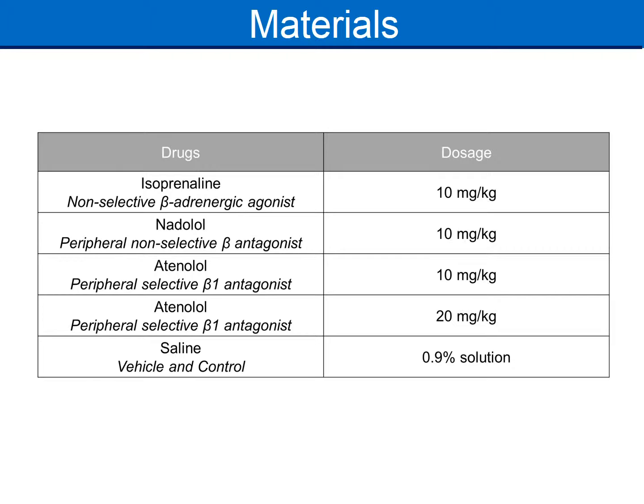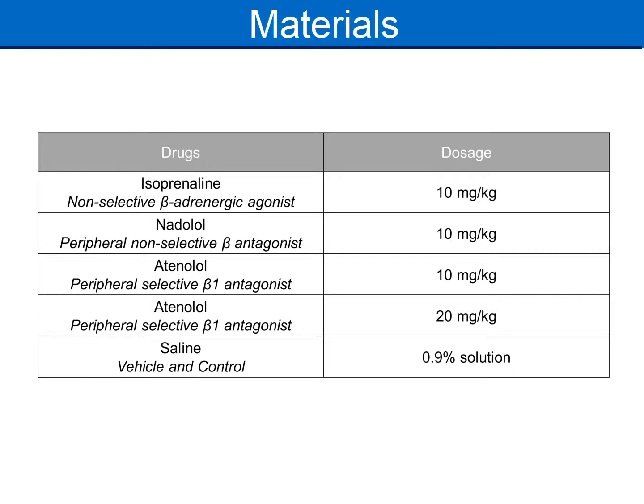The next drug is nadolol, which is a peripheral non-selective beta adrenergic antagonist. It's peripheral because it only works in the peripheral nervous system. It's non-selective, meaning, once again, that it'll work on beta 1 and beta 2 receptors, and the fact that it's an antagonist means that it will theoretically reduce the effect of the agonist, which in this case is isoprenaline.